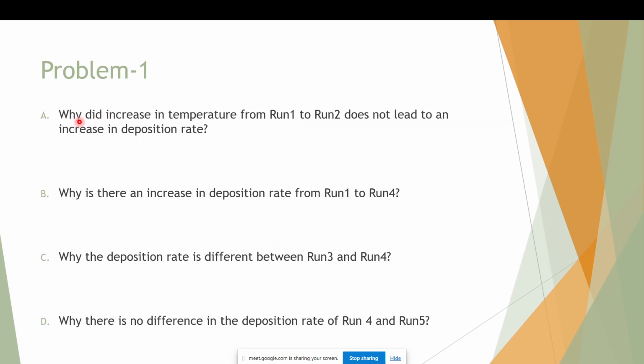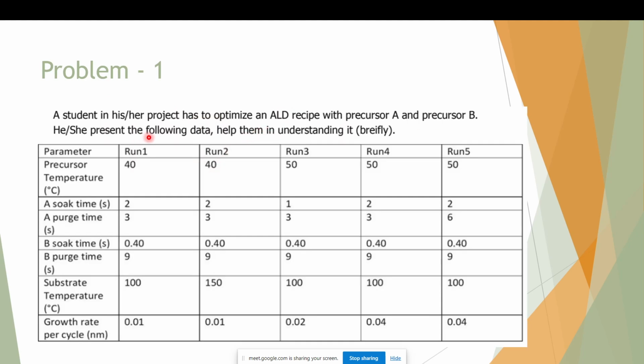From run 1 to run 2, why does the increase in temperature not lead to an increase in deposition rate? Okay, so let us look at run 1 and run 2.